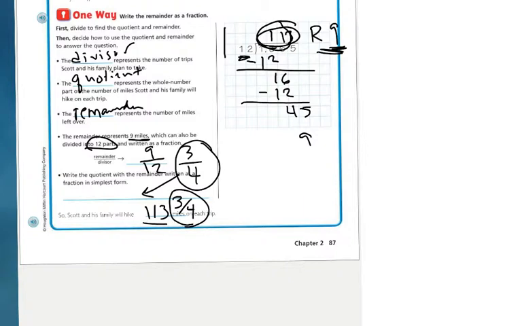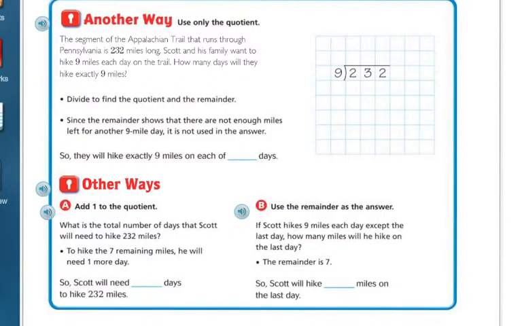So when we're interpreting this remainder, we need it to be a fraction, right? 9/12, and then we're reducing it to 3/4. Okay, another way: use only the quotient.